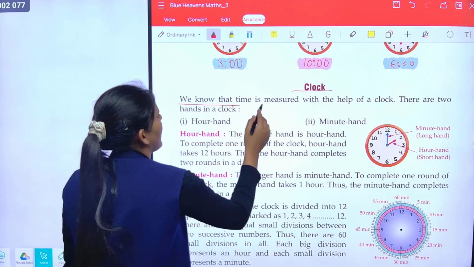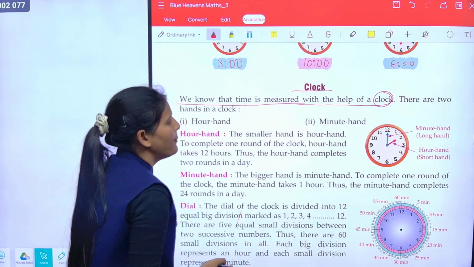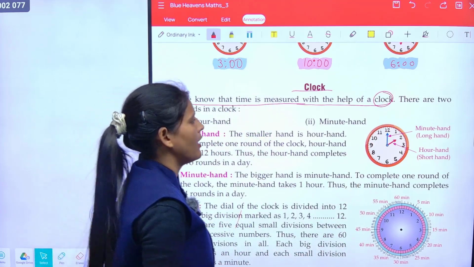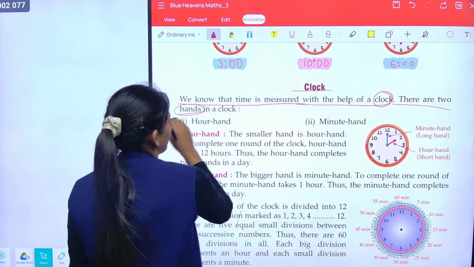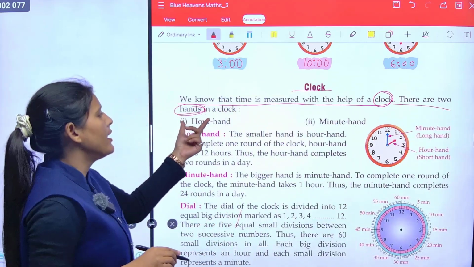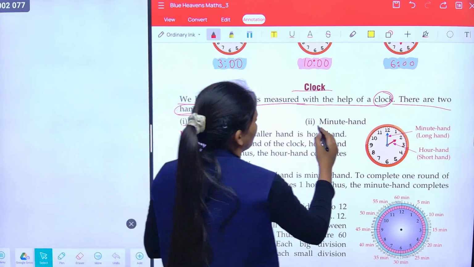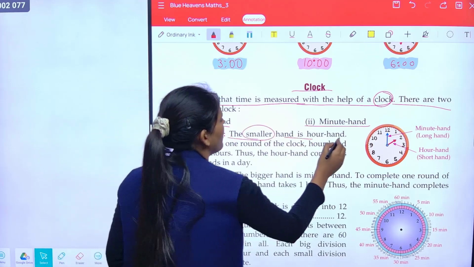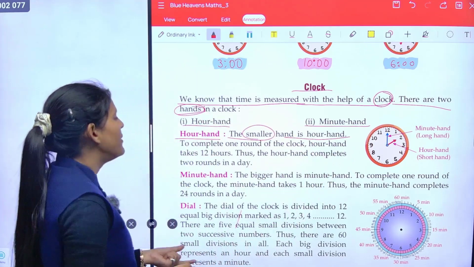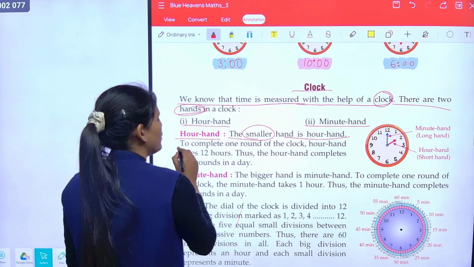Now clock. We know that time is measured with the help of a clock. We know, हम टाइम कैसे देखते हैं? हम क्लॉक से टाइम देखते हैं. There are 2 hands in a clock. As I told you कि हमारी क्लॉक में कितने होते हैं? 2 hands होते हैं. Hour hand, minute hand. Now the hour hand, the smaller hand, is for the hour. जब ये one round complete कर लेता है तो क्या होता है?